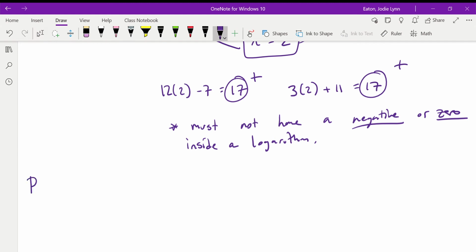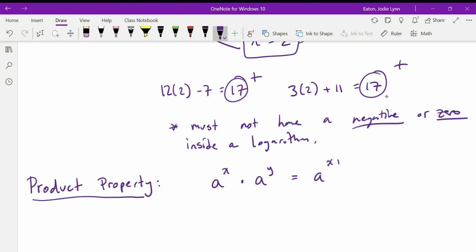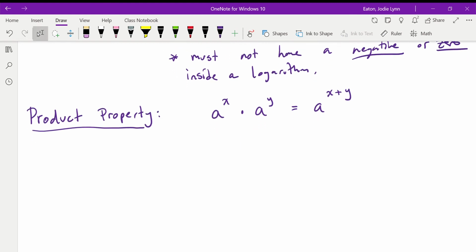Okay, one more property. We actually have 3 more properties we're going to review. So this one is the product property. And each of the next 3 properties is related to an exponent property. So I'm going to write the exponent property first. If I have a to the x times a to the y equals a to the x plus y. So however the property works for exponents, it's going to work in reverse for logarithms.